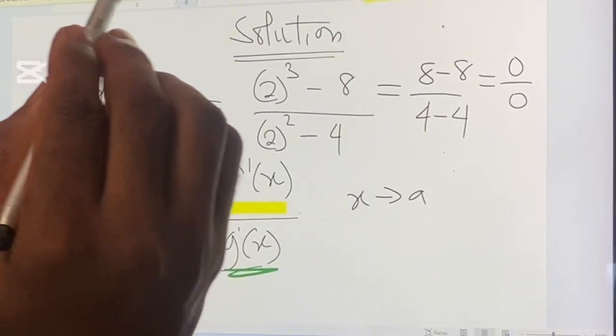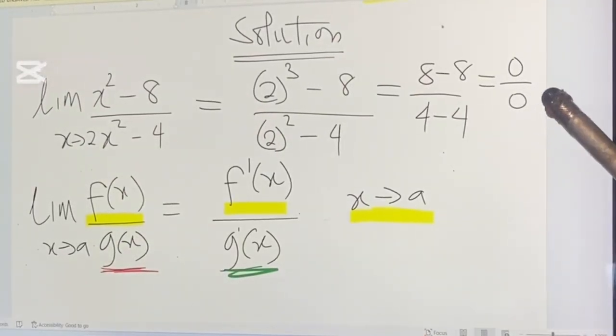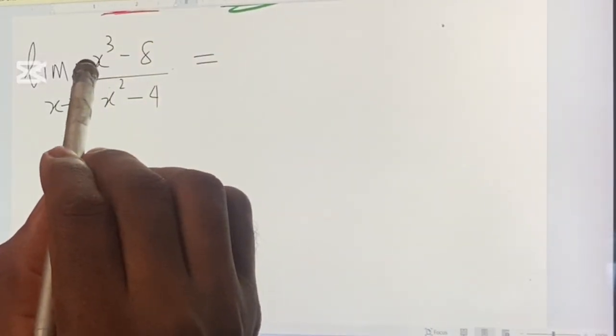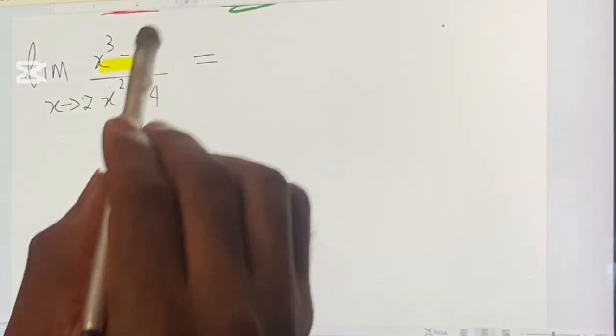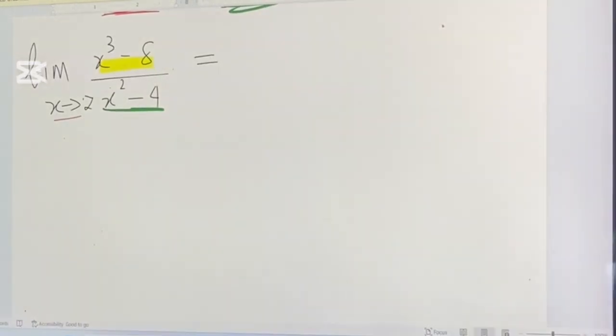Before you replace the value of s as what is given to you, okay? So now let's apply this here, class. I will differentiate this separately and also differentiate this separately before I replace the value of s. Please take note. So how do we differentiate?